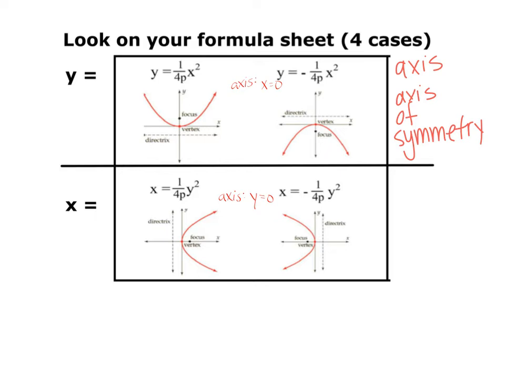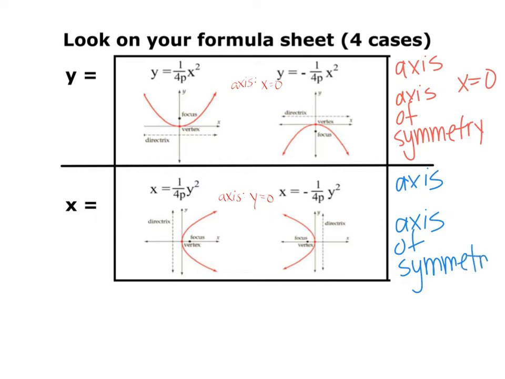So one thing you're going to see in problems that you're asked to solve are the axis or axis of symmetry. They're going to say the axis or axis of symmetry is the line, in this case, x equals 0. And then similarly, if you have a parabola that's opening right or left, they're going to say your axis or axis of symmetry is y equals 0. So that might be an important note to make on your formula sheet.